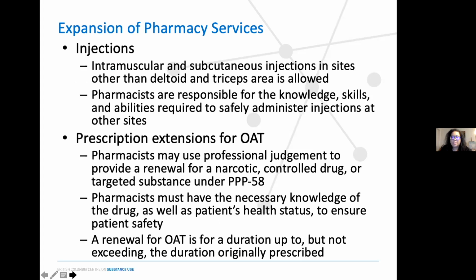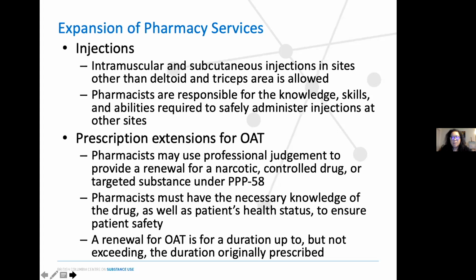So people have been asking about this. We are actually now, instead of just vaccines, allowed in pharmacy to give intramuscular and subcutaneous injections in sites other than the deltoid and triceps, which are the standard vaccine places. But we are responsible to know what we are doing before we can administer certain products.